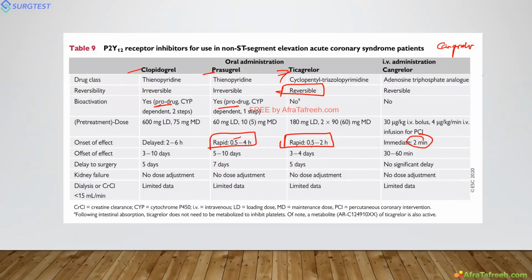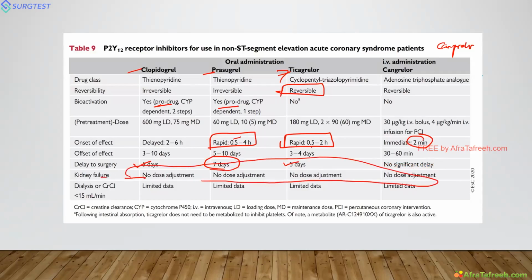But for all these drugs, you should wait for at least half an hour to 4 hours, and half an hour to 2 hours. Then for delayed surgery, for clopidogrel and ticagrelor it is 5 days. For prasugrel it is 7 days. See another decision: in kidney failure, no dose adjustment is required for any of these drugs.